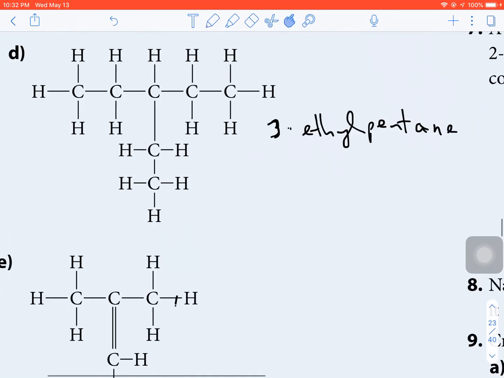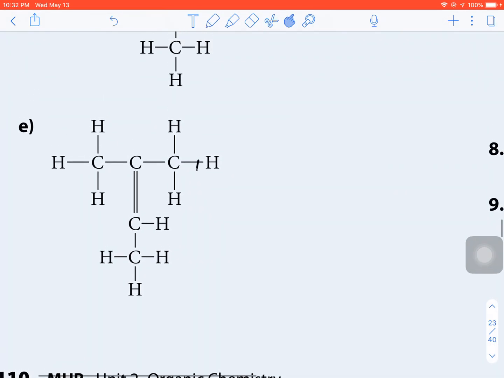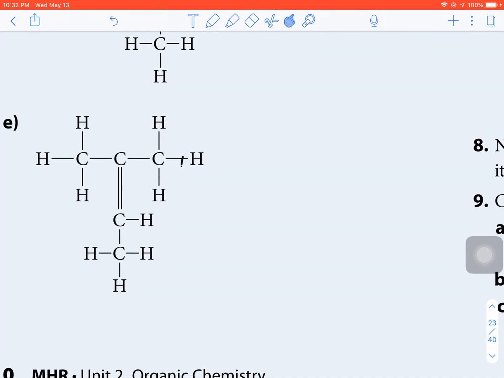Let's scroll down to E. Okay, so E, they're trying to trick you up a little bit. Again, remember I have to have the longest chain that contains the double bond or the triple bond. Okay, so in this case, I have to include the double bond. So if I have to, it's going to be 1, 2, 3, 4 or 1, 2, 3, 4. So it's going to be a 4 carbon chain.